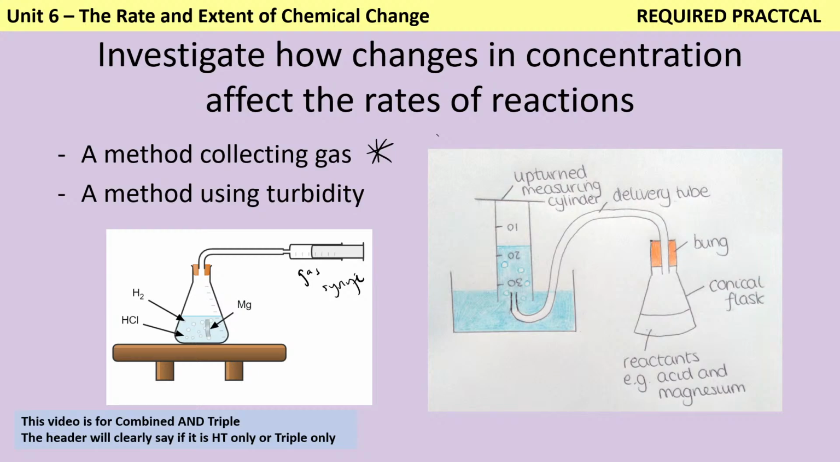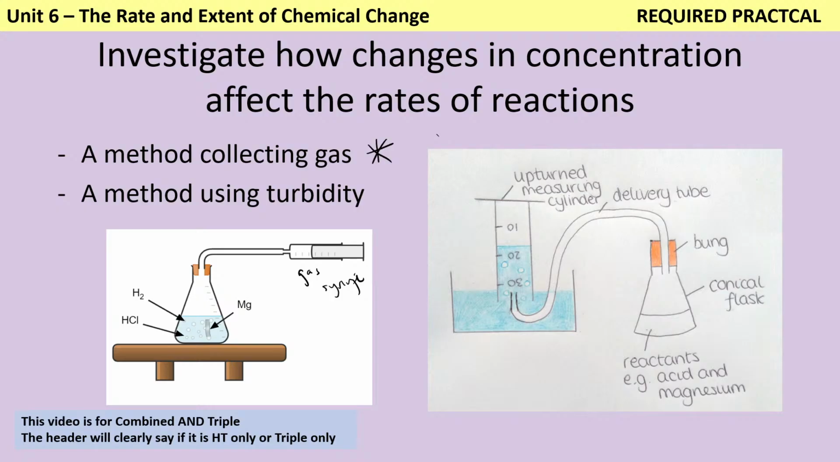If we're going to collect gas, it needs to be a reaction that will release gas. So it's usually going to be magnesium in acid or marble chips in acid. There are two ways that we can do this, and we did mention these already. You can either collect gas over water by using an upturned measuring cylinder, or you can use a gas syringe. Whichever method you're describing, you need to make sure that you're talking about taking readings at regular time intervals.